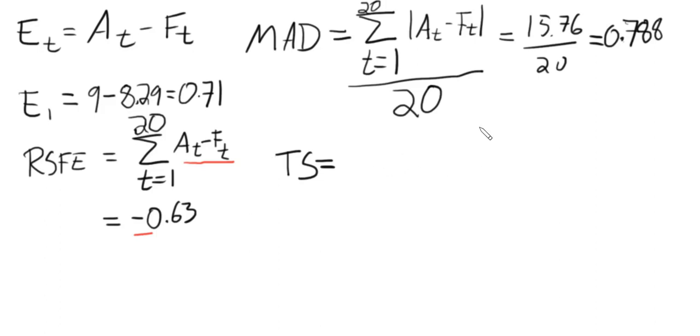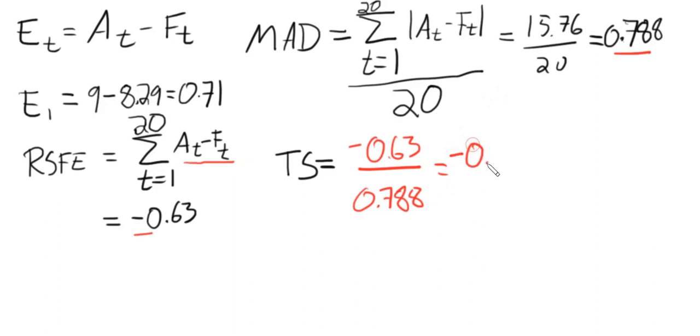To get the tracking signal, we're going to take this running sum of forecast errors, negative 0.63, and we will divide by the MAD, 0.788, and we'll see what that is. Negative 0.63 divided by 0.788, and we get negative 0.799.